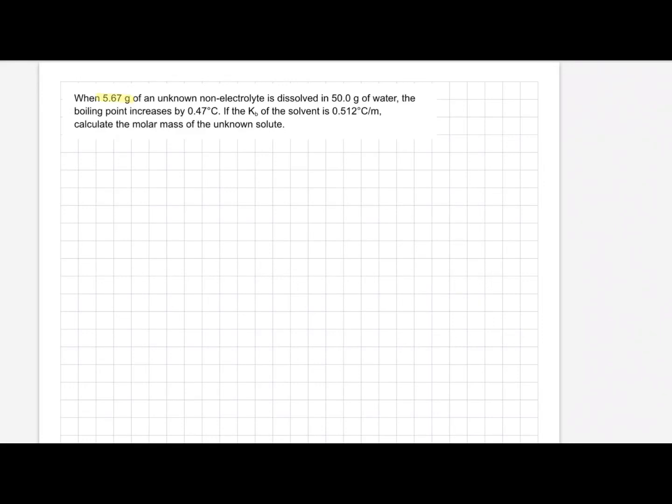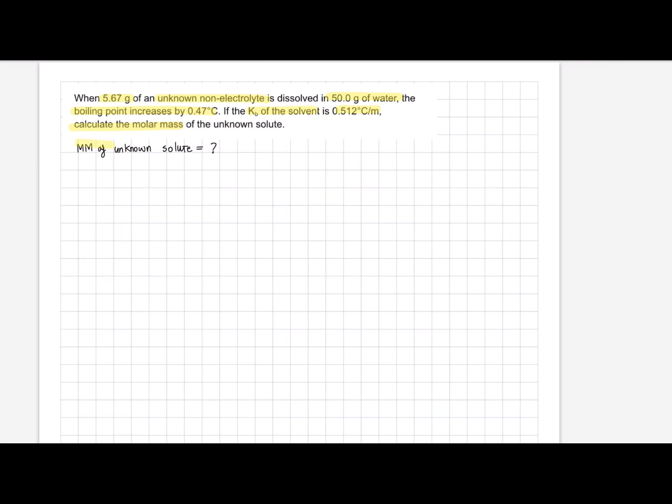When 5.67 grams of an unknown non-electrolyte is dissolved in 50 grams of water, the boiling point increased by 0.47 degrees Celsius. If the Kb of the solvent is 0.512 degrees Celsius per mole, calculate the molar mass of the unknown solute. First, let's summarize the information given to us and what we need to find.